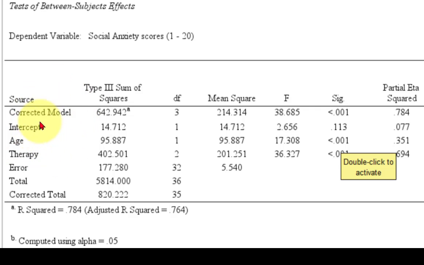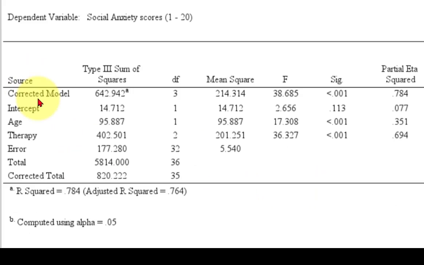And now after it's been controlled for, then you look down here to the therapy box. So if you look at the corrected model, that was before the covariate. And if you look at the name of the variable, that's after the covariate. So there was a little bit of a drop here. So age was, in fact, affecting everybody's anxiety scores at the same time, regardless of the therapy type. A little bit, not a whole lot.